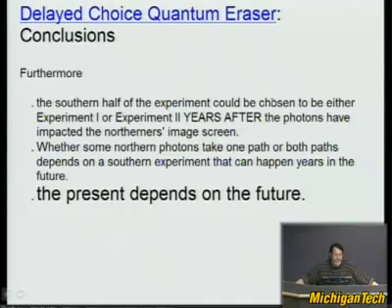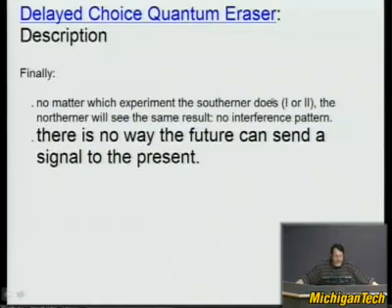Got it? Got some laughter here. This is quantum mechanics. Finally, no matter which experiment the southerner does, whether it's experiment 1 or experiment 2, the northerner will see the same result. The northerner will see no interference pattern. Their photons will come in just like they always did. No interference pattern ever. Doesn't matter what the southerner does. The northerner measures the same.